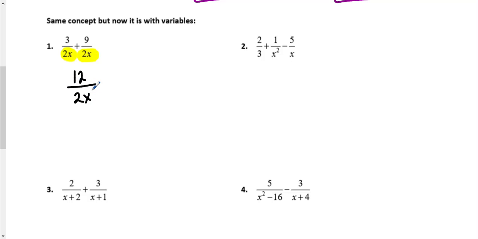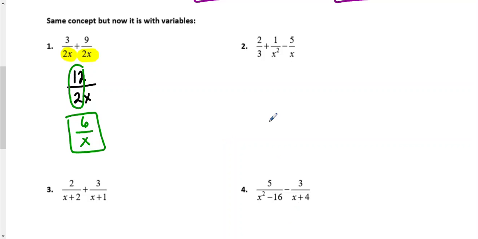Now, this is not simplified. It's not my final answer because I can do 12 divided by 2, which gives me 6 over x. That would be my final answer. So here with the variables, we are adding and subtracting like we just did, but we also have to look because sometimes we can simplify them. And if you remember from last class or the previous video, we talked about how to simplify these rationals.